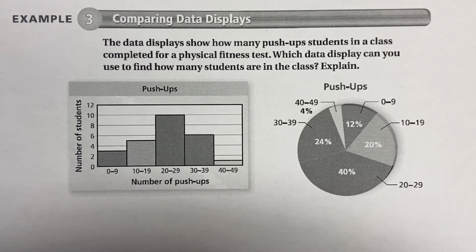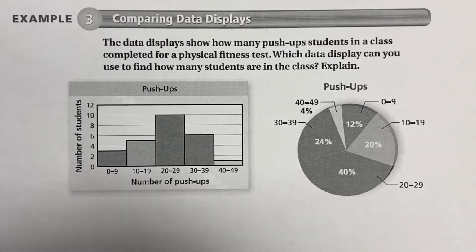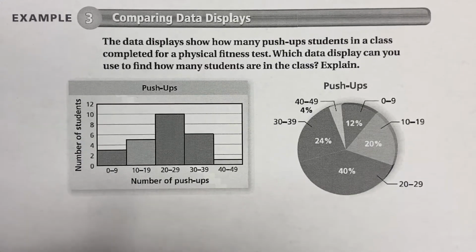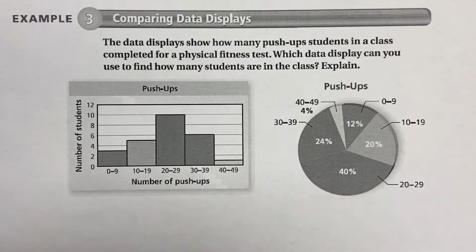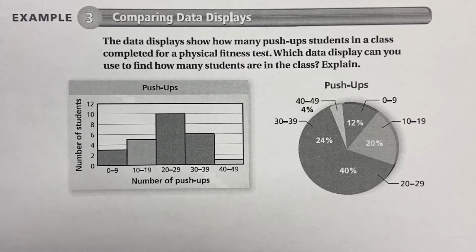Which data display can you use to find how many students are in the class? And explain. I'm going to verbally explain because writing it out might take a bit, and I will write a short note on each one, but that's not going to be the main focus. The main focus is just being able to figure out which is going to be the best display. As with most parts, when it says best, as long as you can justify it, it's going to be correct, but you need to be able to justify it. So let's take a look at this.